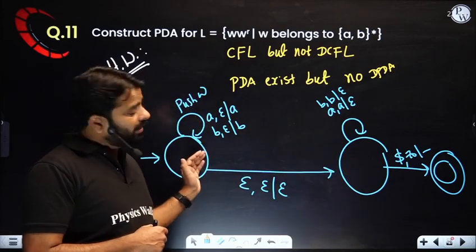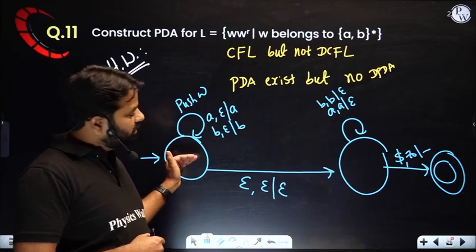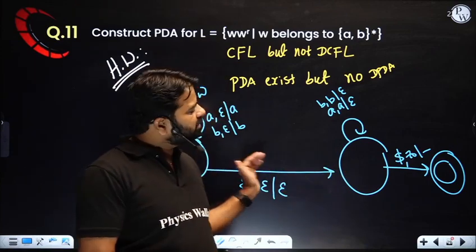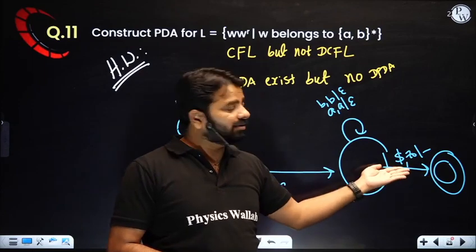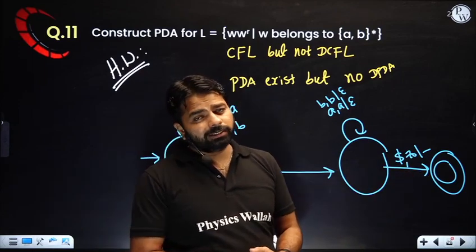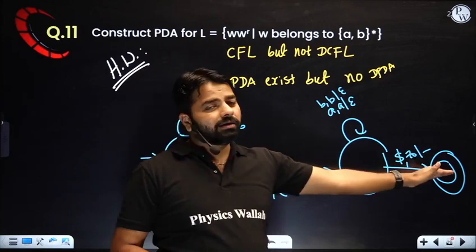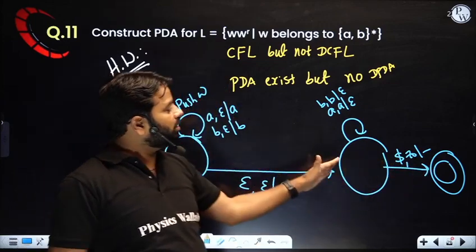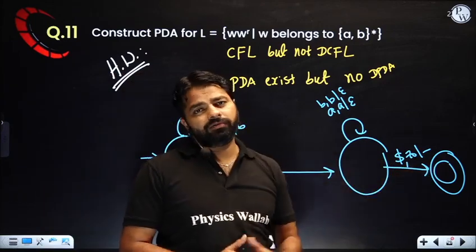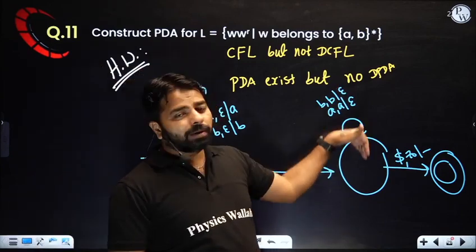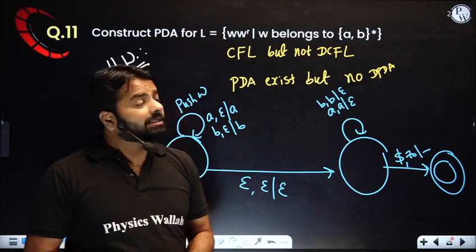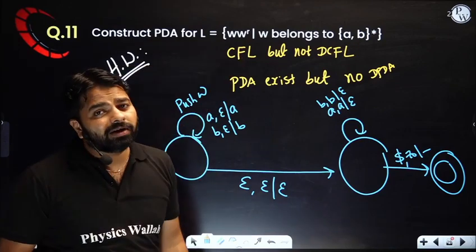Suppose you have double a: one a you push, skip, of course epsilon means jump here, then the other a you pop, and you can take this path because the stack is having only Z naught. So double a you can accept. So epsilon you can accept this path, one a you push, take epsilon, one a you pop and go to final. Double b you can accept, one b you push, epsilon, the other b you pop and accept, because double b is a palindrome. This is nothing but the set of even length palindromes.